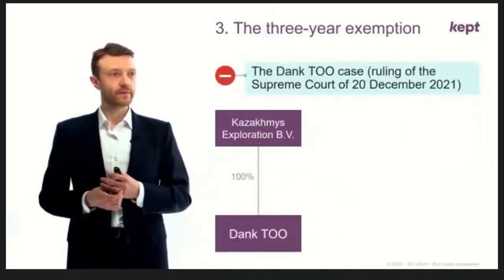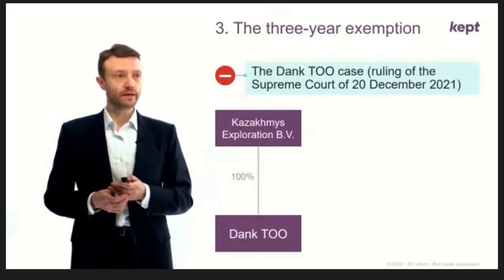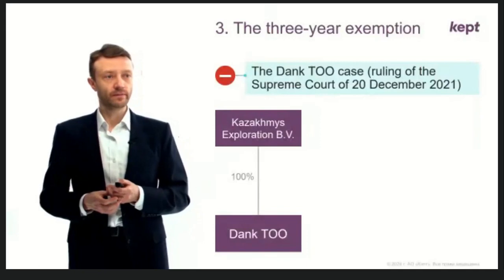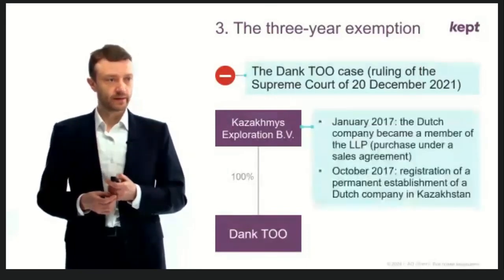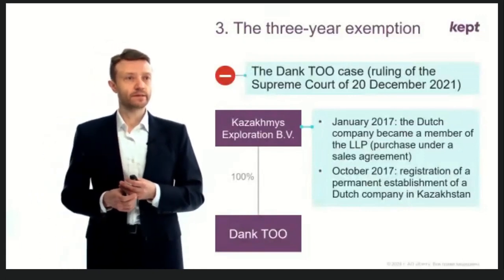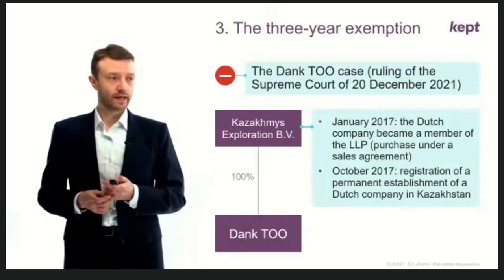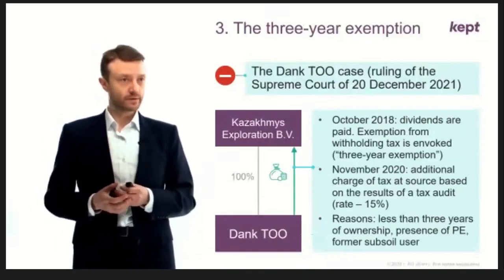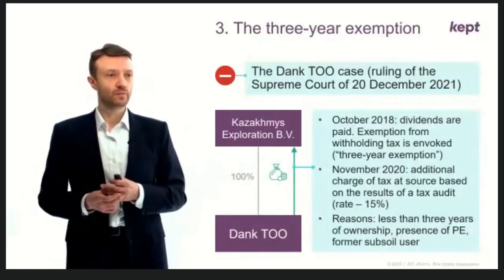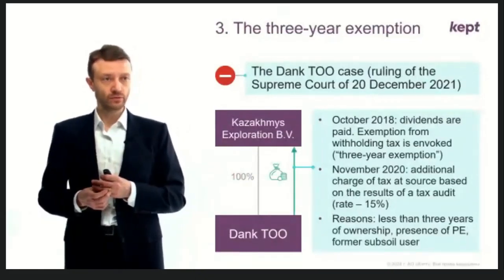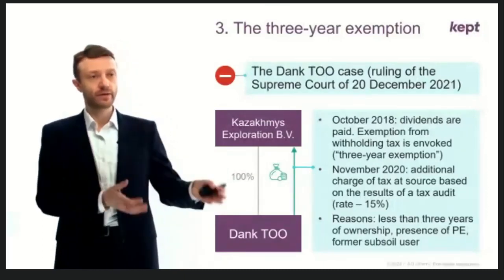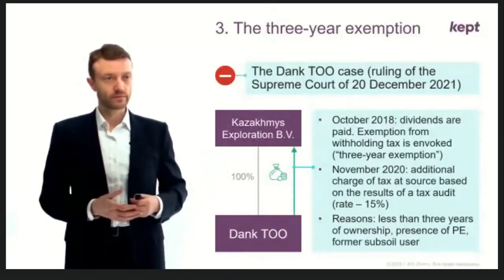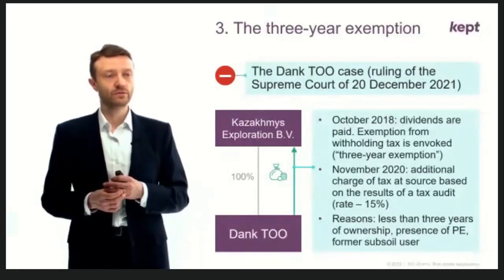And finally, the 3-year exemption. We see the case, last year or even earlier, where a Dutch company acquired a subsidiary in Kazakhstan in 2017, and shortly after the acquisition, a distribution of dividends was made. Until 2023 there was a rule, and this situation took place before 2023, that a 3-year period of ownership allows not to withhold tax on distribution of dividends from subsidiaries in Kazakhstan to countries abroad.